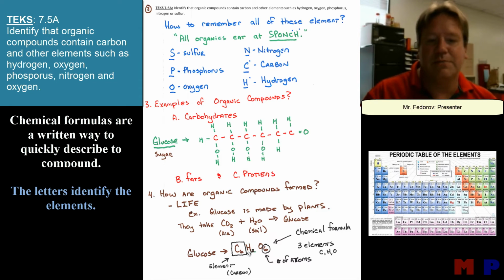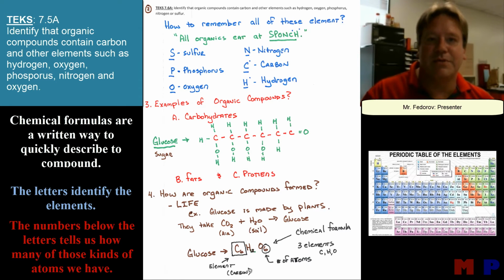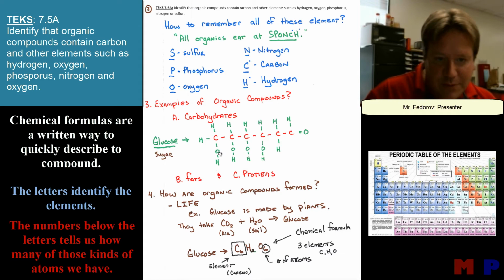But I also have these little subscript numbers, and that tells me the numbers of atoms. Those numbers tell me that I have 6 carbons, so you'll notice up here, 1, 2, 3, 4, 5, 6. I've got 6 carbons. I have 12 hydrogens, so I can count the hydrogens, 1, 2, 3, 4, 5, 6, 7, 8, 9, 10, 11, 12. And I also have 6 oxygen atoms, 1, 2, 3, 4, 5. Oh, I'm missing one. There should be an O and an H right here. It should be 6.